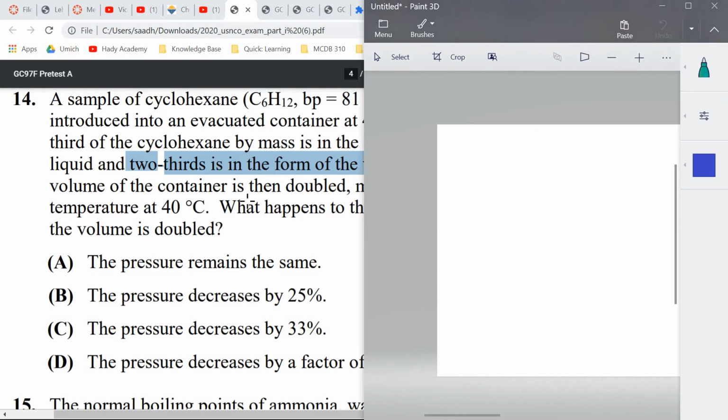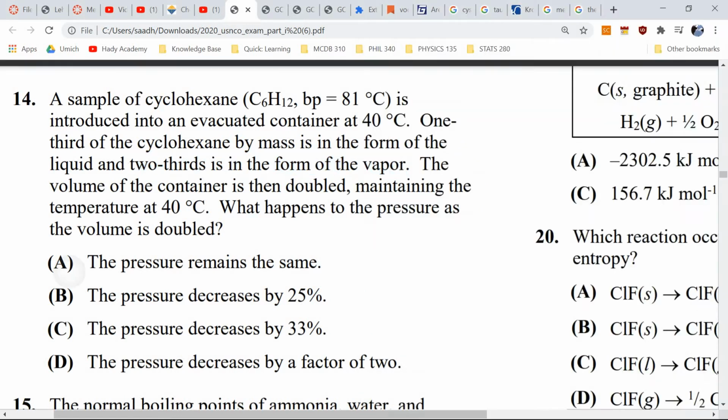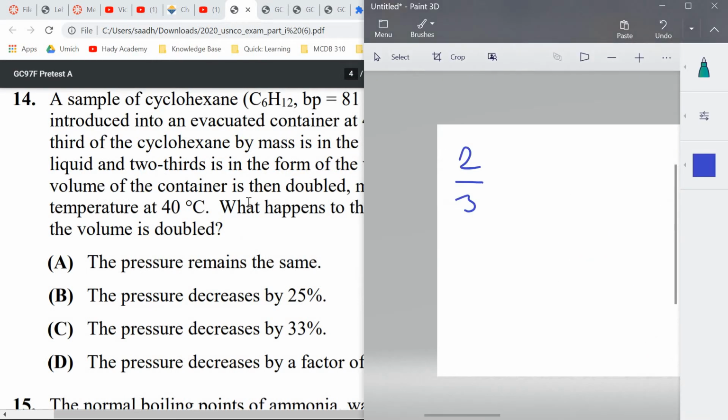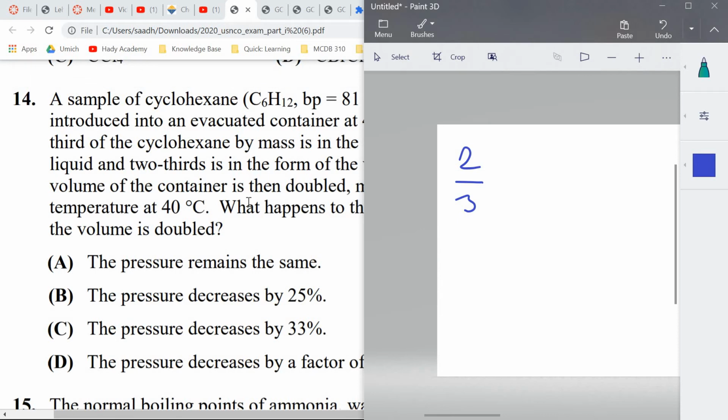So we start off with 2/3. That's the only way I can quantify this. I'm just going to say 2/3 of the sample, okay? Now, by doubling the volume, the pressure will decrease by half, okay? But first we must account for the fact that all of it is going to evaporate, if this makes sense. I feel it does, kind of. So I'm just saying it's all evaporating.